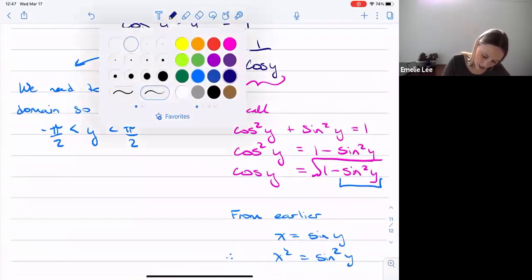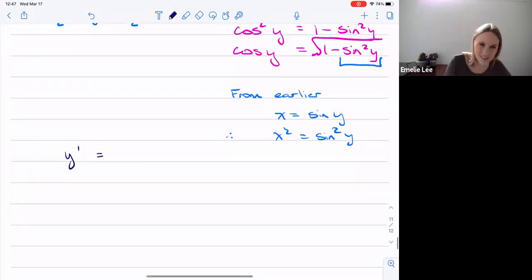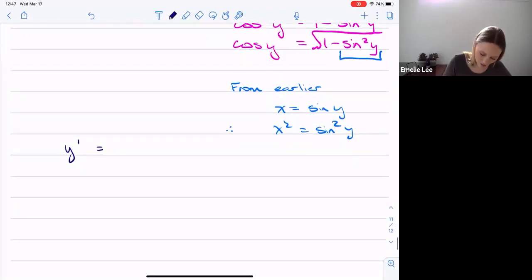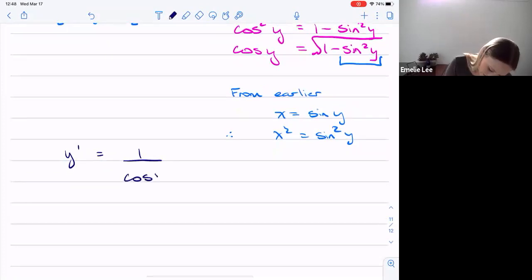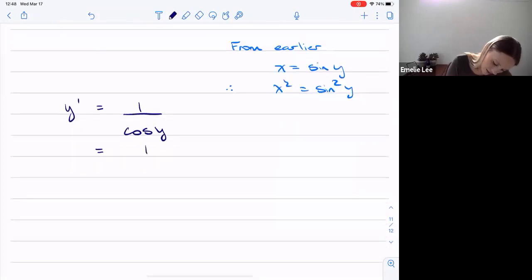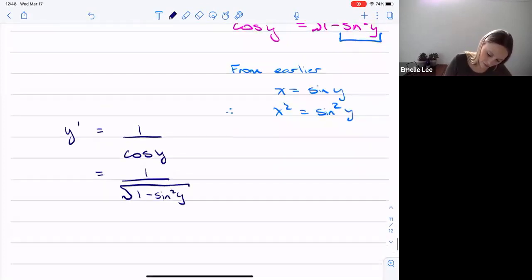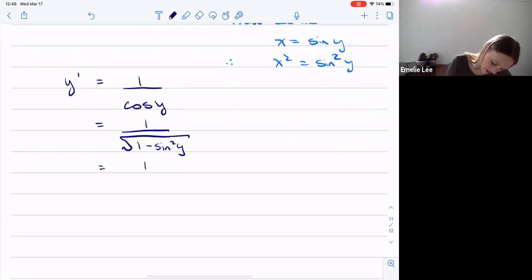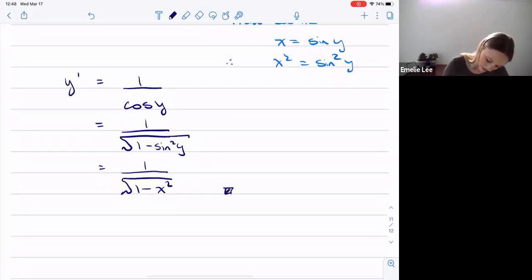So now I can cobble this all together. 1 over cos y, which we're going to replace. So here, I'll just write it out again. 1 over cos y becomes 1 over the root of 1 minus sine squared y, which becomes 1 over the root of 1 minus x squared. And that's the end of that.